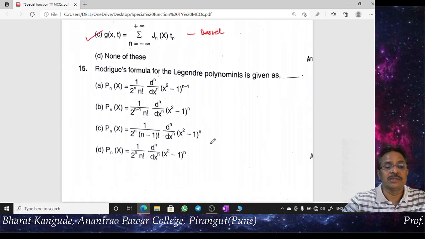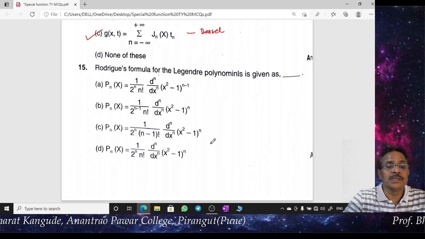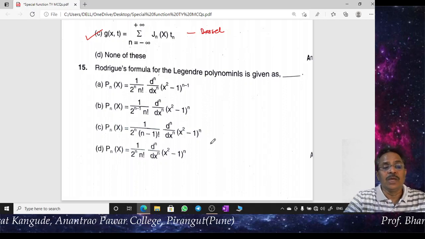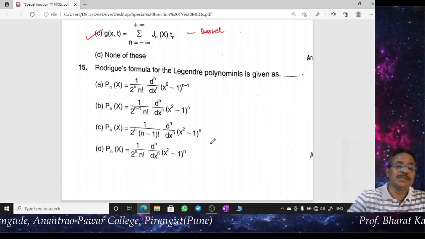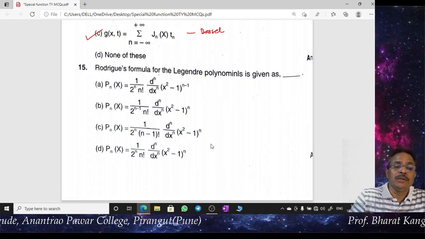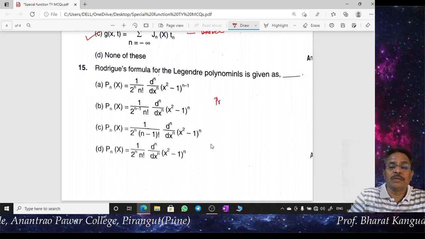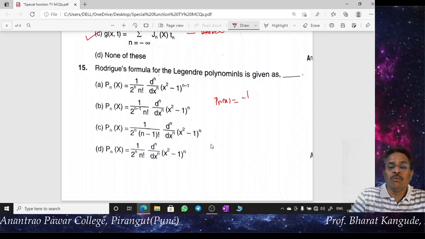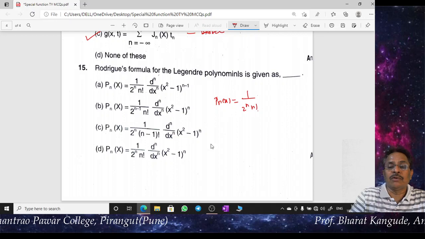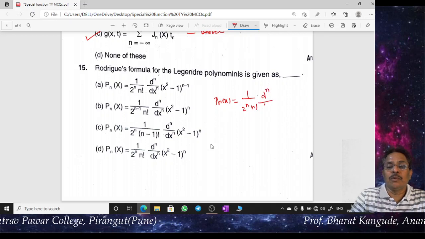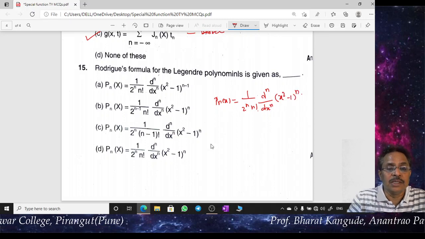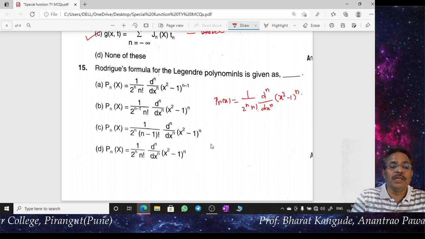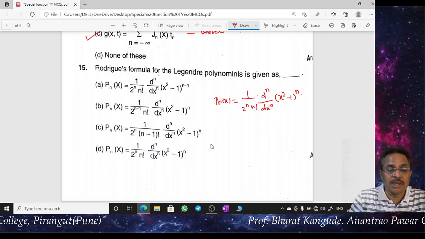And the last question in this particular case is question number 15. The Rodrigues formula for the Legendre polynomial is given as. So this is again a very simple theoretical question, wherein the correct Rodrigues formula for the Legendre polynomial or function is given by 1 upon 2 raised to n into n factorial multiplied by d raised to n upon dx raised to n into the bracket x square minus 1 raised to n. So out of this, the correct option for question number 15 is option D.